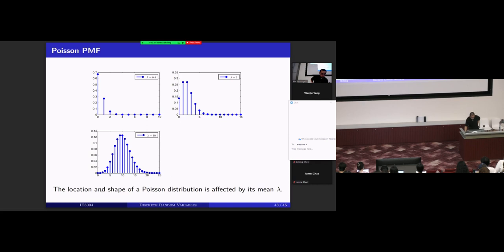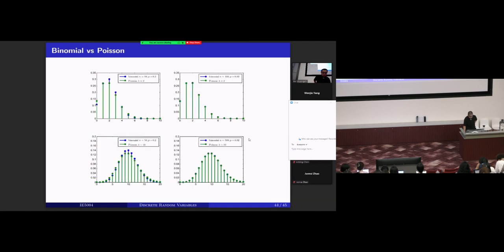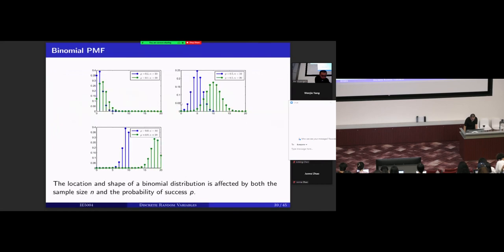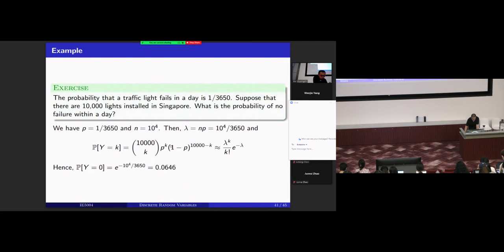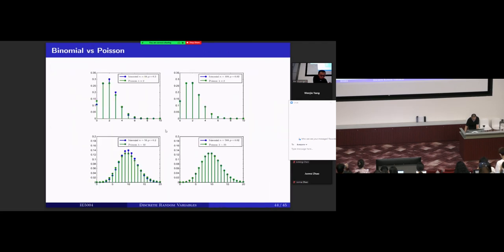And you see that both the location and the shape are affected by lambda because it is the only parameter. I think it would be interesting to compare the Poisson distribution with the binomial distribution, right? Recall that last week we discussed the binomial distribution. I said that it has two parameters, n and p, and both will affect the location and shape. But if we compare the binomial distribution with Poisson, you may have a better understanding of the binomial distribution.